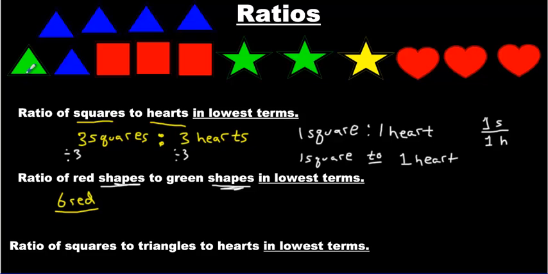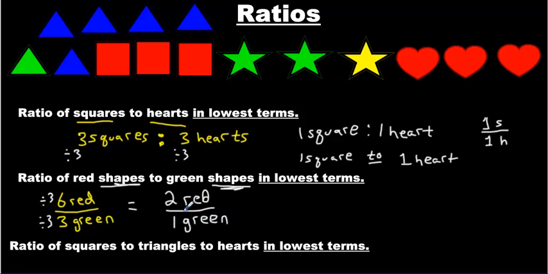We have 1, 2, 3. We don't care about what kind of green shape. We just care that it's green. That's all it says. So we have 3 green. Now let's reduce this. What goes into 6 and 3? 3 goes into both, so we can divide by 3. So divide this one by 3, divide that one by 3, and you're going to get 2 red, because 6 divided by 3 is 2, and on the denominator we'll get 1 green.